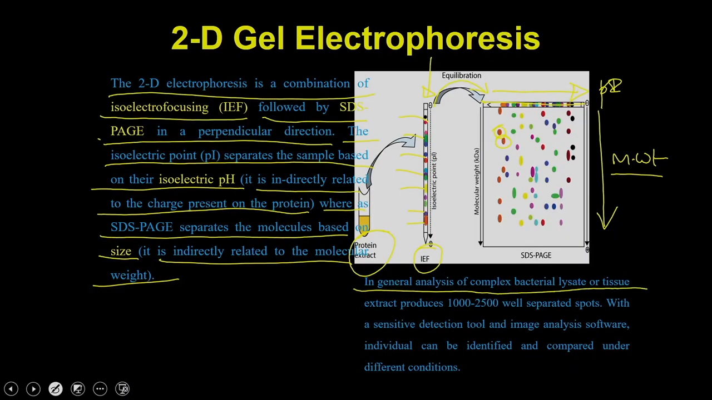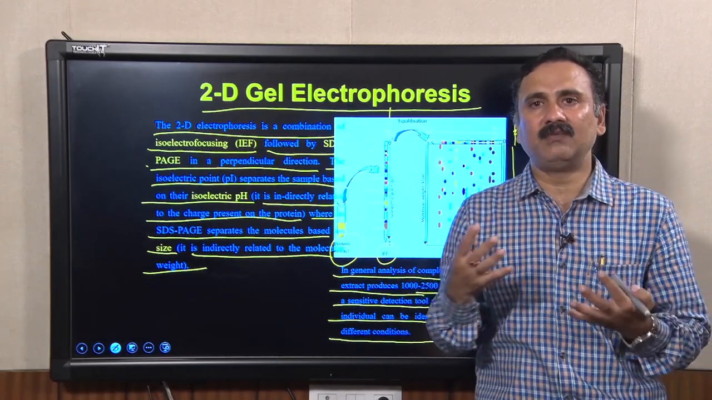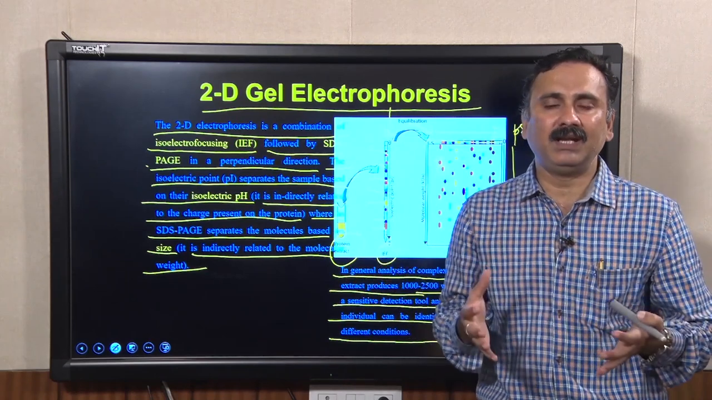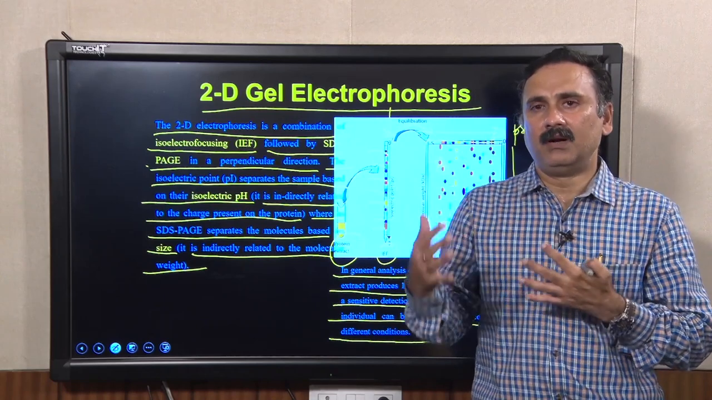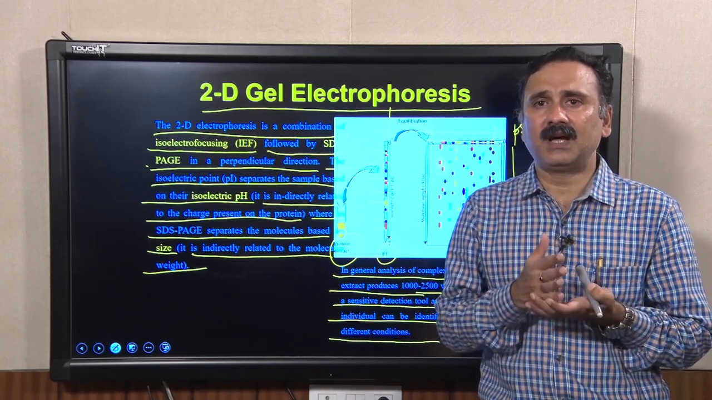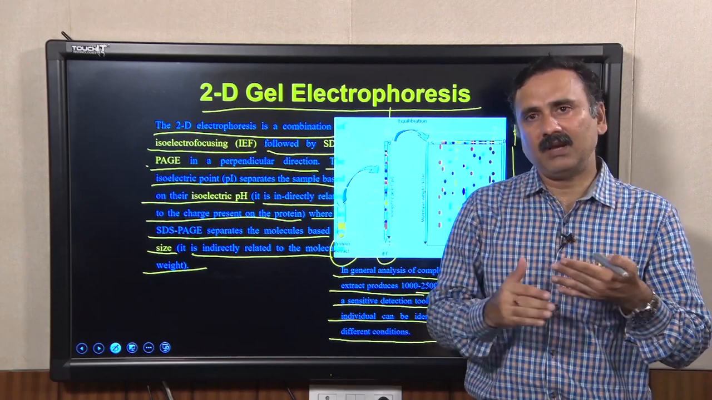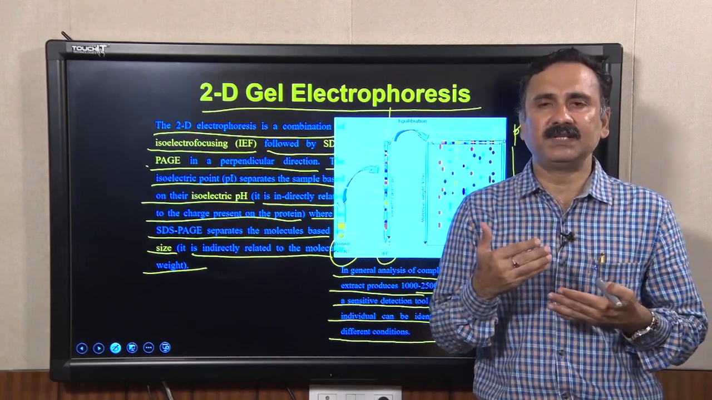In general, the analysis of a complex bacterial lysate or tissue extract can produce even 1000 to 2500 well separated spots. With a sensitive detection tool and image analysis software, individual spots can be identified under different conditions. So 2D gel electrophoresis is very popular for looking at changes in the pattern of proteins when you are treating a particular organism or bacteria with something which is changing the proteome of that organism. Because these changes are very subtle and very difficult to map simply by using one property, either the isoelectric point or the molecular weight, people use two-dimensional gel electrophoresis to resolve them.